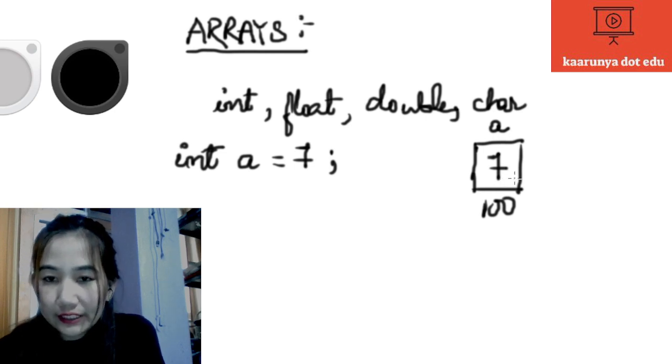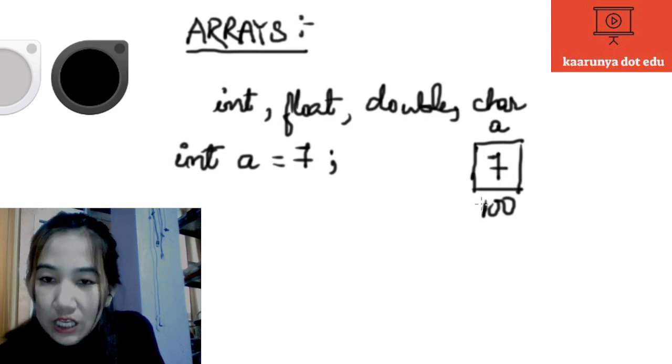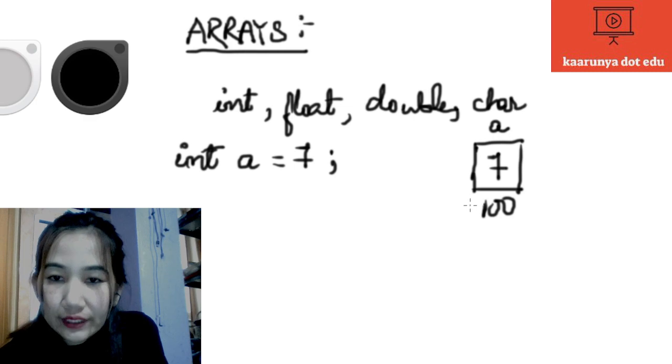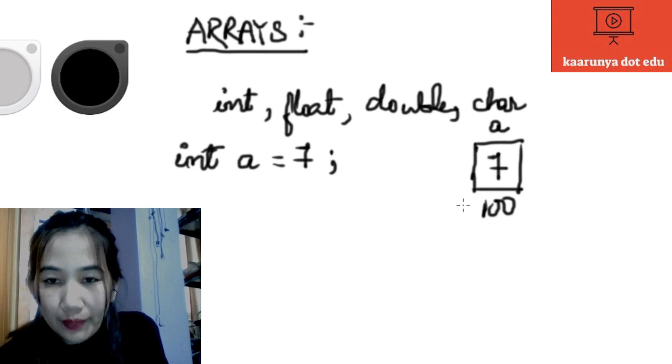But let's go a little bit deeper than this. As I have told you, the computer can understand only binaries, that is zeros and ones. So this number 7 is going to be converted into binaries and then stored inside the computer's memory. So let's convert this 7 into binaries.